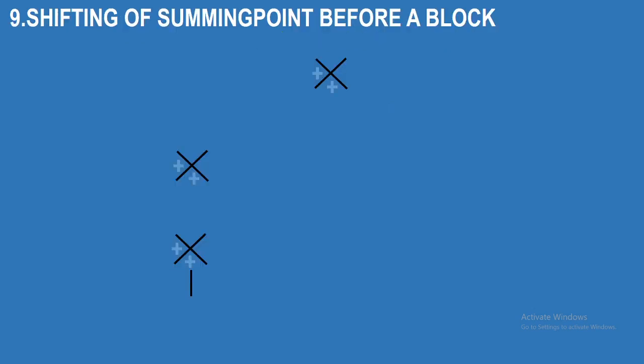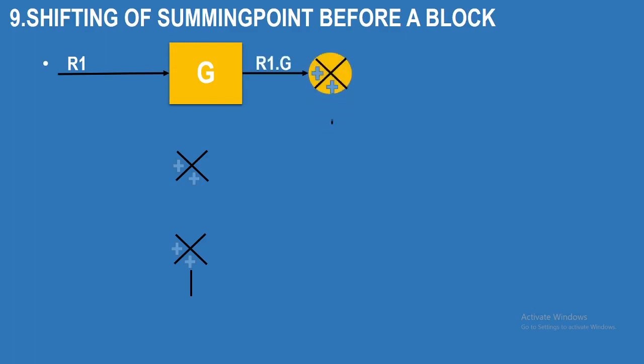Next, shifting of summing point before a block. Previously we shifted the takeoff point after a block and before a block. Now we are going to shift the summing point before a block. So what changes will happen? See, now you have the summing point here. Now we are going to shift this summing point before a block. Then what is the change here?